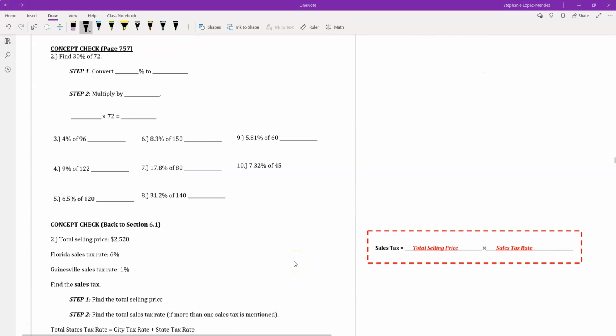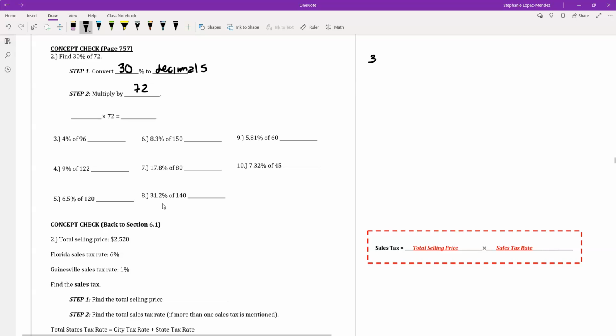Okay, now we go to our concept check. For number 2, it says find 30% of 72. So what is my step number 1? We convert our 30% to decimals. And then in step 2, whatever we get in this answer, we are going to multiply by 72. So let's go ahead and do it.